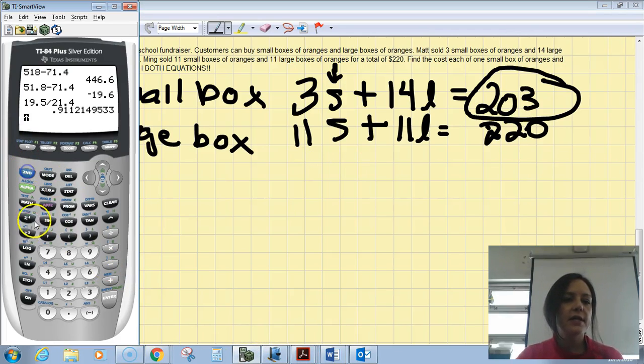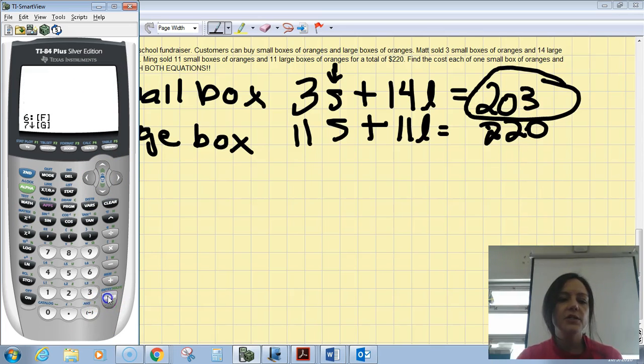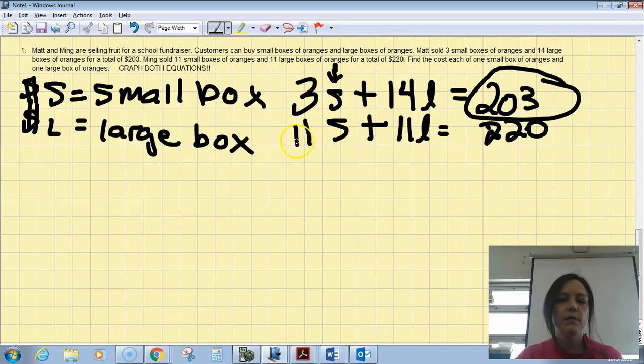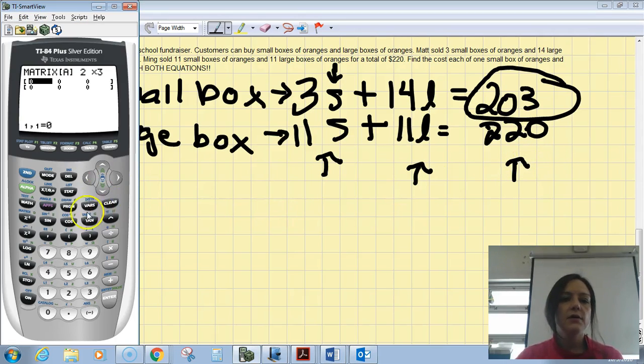Let's go ahead and go into the matrix. Okay, edit, I'll use matrix A. And we have 2 equations, right? So it's a 2 by 3, right? We have 2 rows and 3 columns, okay? So now I can enter in the coefficients.